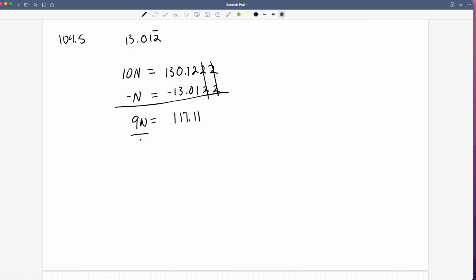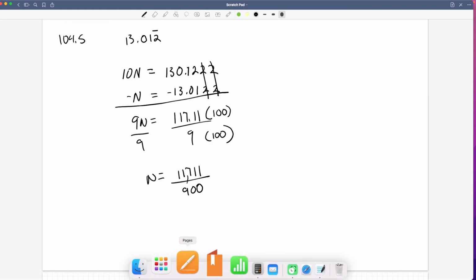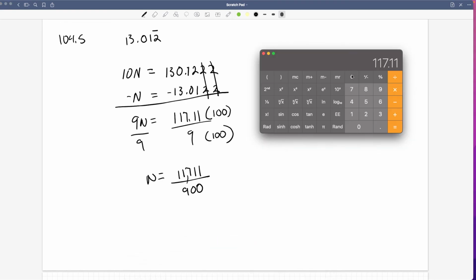All right, so 117.11. If I divide both sides by 9, I know we can't have a decimal in a fraction, so we multiply by the number of decimal places I have, which is 2, top and the bottom. So n is equal to 11711 over 9 and 2 zeros. So 11,711 divided by 900. And if we check our answer, 11711 divided by 900, we get the same repeating number, 13.01222222. So we did that correctly.